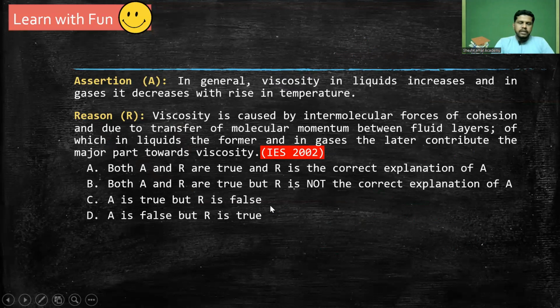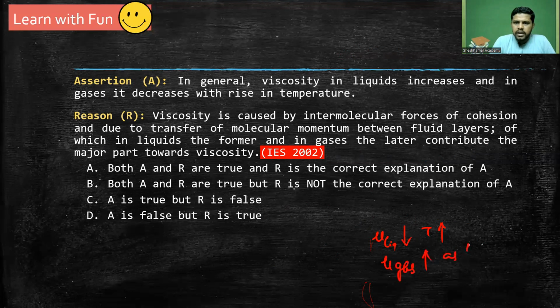Now next is related to assertion and reason. Assertion says, in general, viscosity of liquid increases and in gases it decreases with rising temperature. The assertion is false, because viscosity, that is mu, of liquid decreases as temperature increases, and mu of gas increases as temperature increases. So the assertion is false.